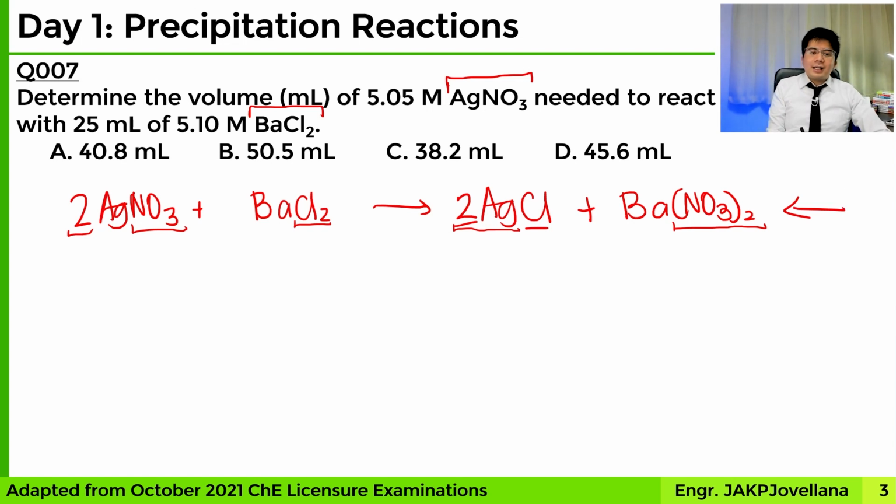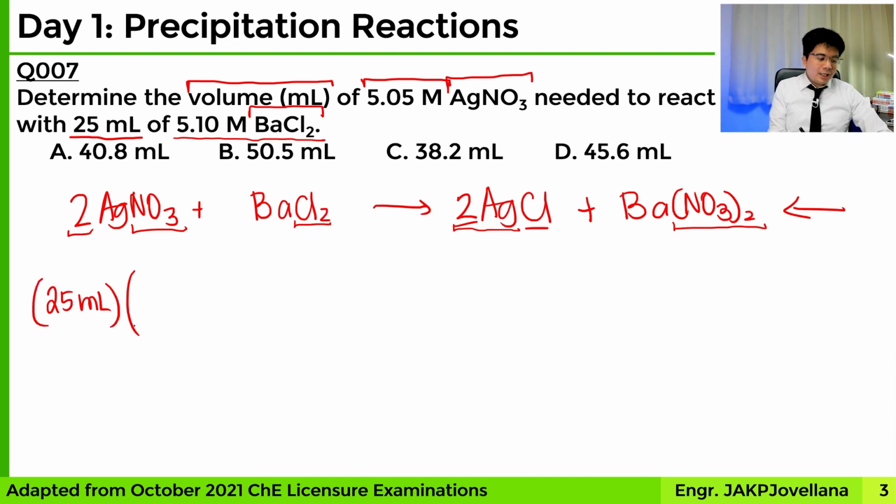Next, recall that volume in ml times molarity in molars will give us the millimoles of the species. So we need to react with 25 ml of 5.10 molars of barium chloride. So what we can do is multiply 25 ml of this barium chloride.